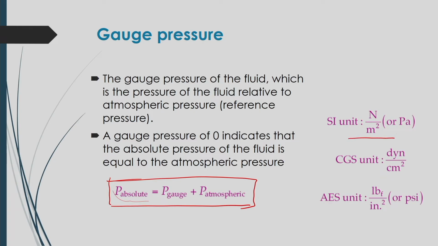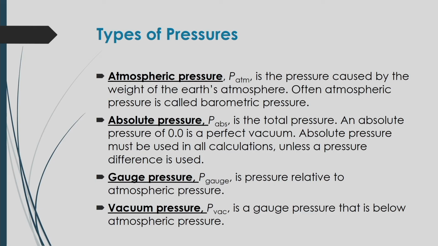What is the unit for pressure that we told? Newton per meter square. In the CGS unit it is dyne per centimeter square, whereas in the American engineering system the unit is PSI, that means pound force per inch square. And what are the different types of pressure? You know atmospheric pressure, absolute pressure, gauge pressure and vacuum pressure. Vacuum pressure is a gauge pressure that is below atmospheric pressure. Even other than these, you will have different types of pressure whenever fluid is moving through a pipe or any other system.